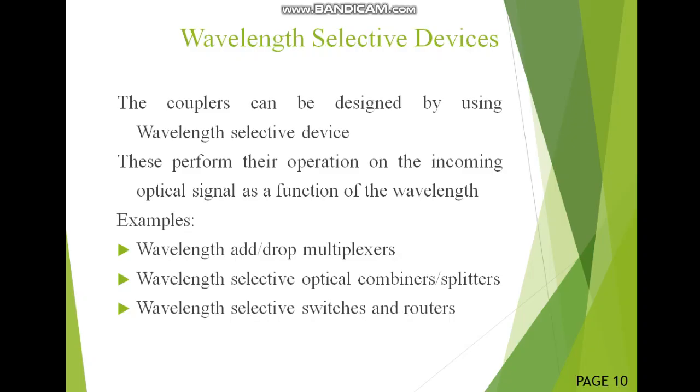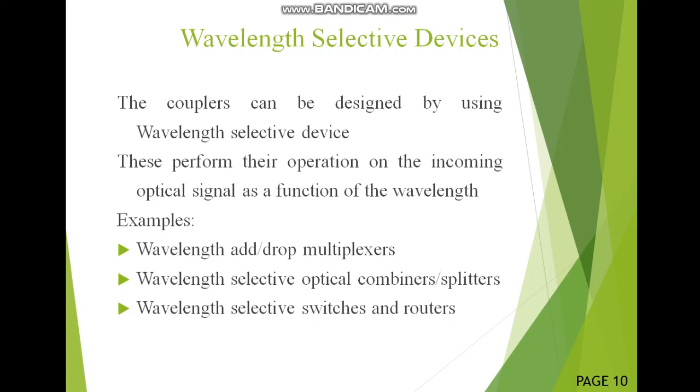So we'll start. We have discussed basic couplers. Why are couplers designed? These are the basic element of WDM devices. Now we will discuss some wavelength selective devices. The couplers can be designed by using wavelength selective devices. These perform their operation on the incoming optical signal as a function of the wavelength. That means these devices are dependent on wavelength.